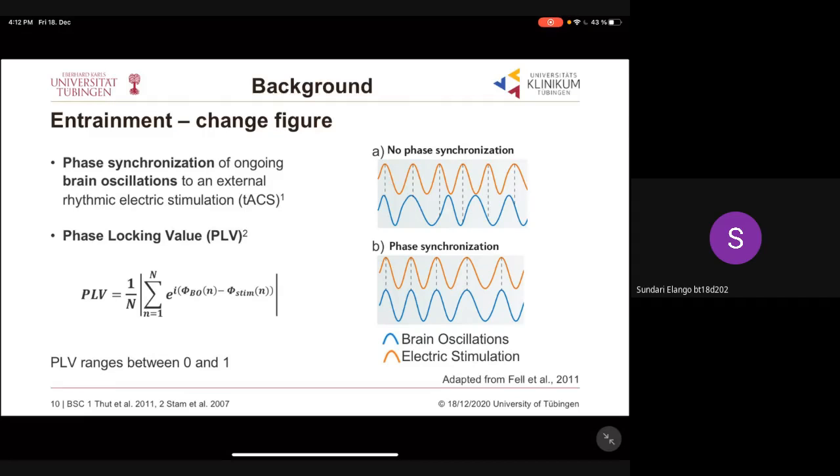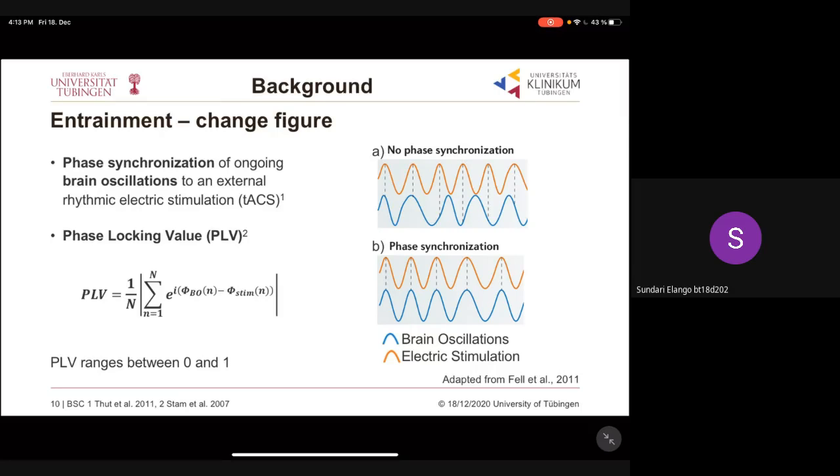For example, in the top figure A, you can see that the ongoing brain activity is represented in blue, and the applied stimulation signal is in orange. When you look at the beginning, the peaks and valleys of these two signals are not really aligned. But over a period of a few seconds, what we observe is a phase alignment between the brain activity and the applied stimulation signal. And this is what we call entrainment.